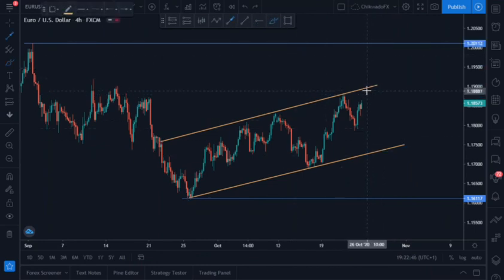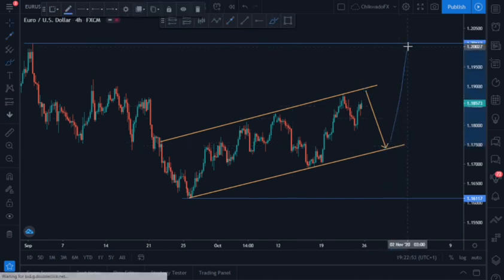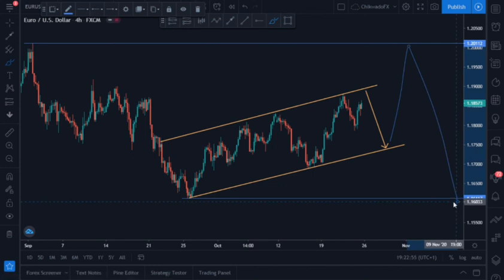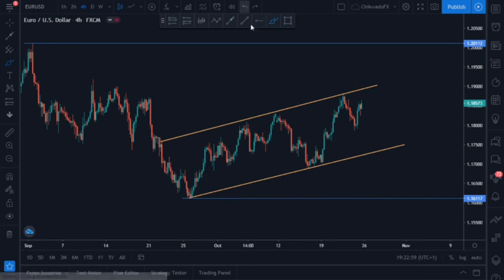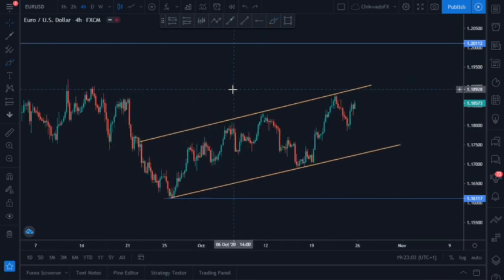In the short term, we could test this channel for the third time and then have a run back to the upside before we see that fall. It's a possibility, but no one can ever tell for real, because we have the US elections coming up, and then we expect the market to be shaking up for real in the long run.